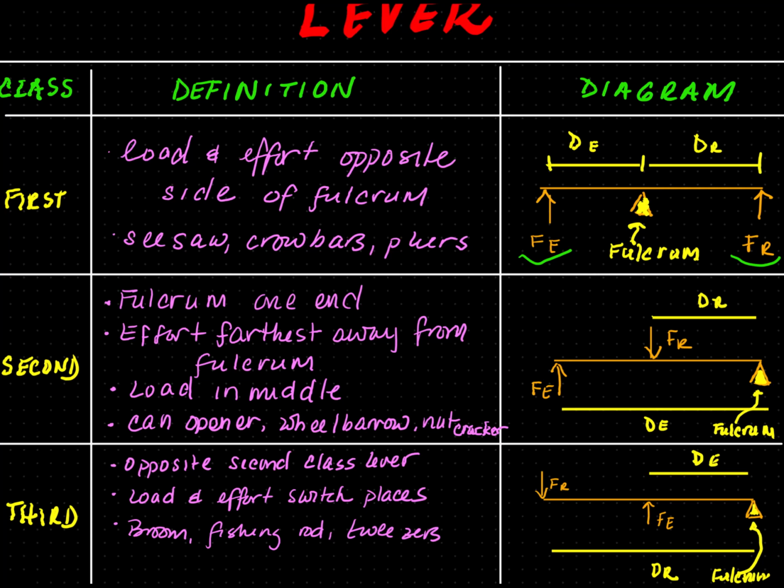In the second class lever, the fulcrum is located at one end. The effort is furthest away from the fulcrum. The load or the resistance is in the middle. The distance is still measured from the fulcrum. Examples of a second class lever are can openers, wheelbarrows, or nutcrackers. Third class lever is the opposite of the second class. The fulcrum is still at one end of the lever.